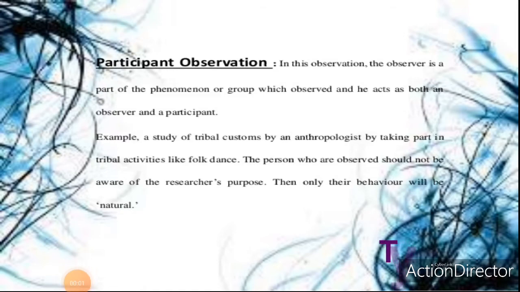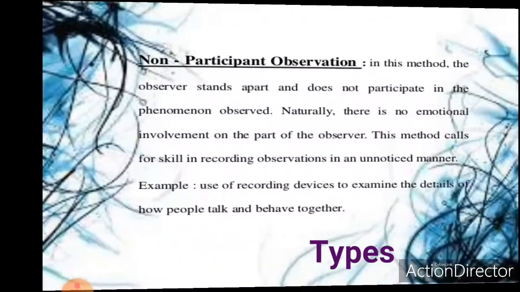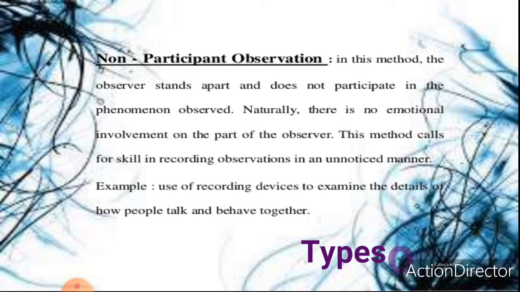So, what is participant observation? In this observation, the observer is a part of the group which he is observing. So, here the observer penetrates the thoughts, emotions and actions of the observed group. So here observer has two roles, that is observer and participant. Now next is non-participant observation. This method is just the opposite of participant observation. Here the researcher does not participate in the activities of the group to be studied. In this case, the observer does not make any effort to create a relationship with the group.